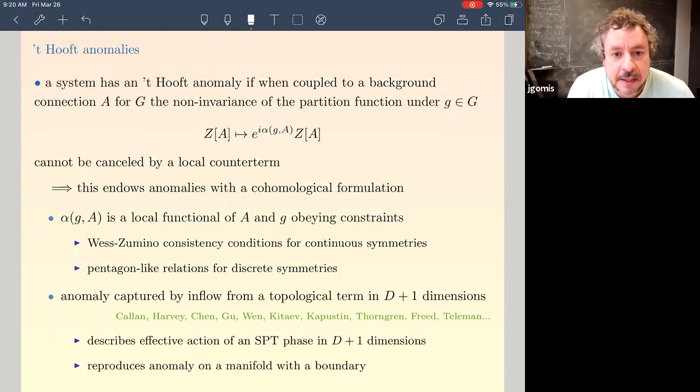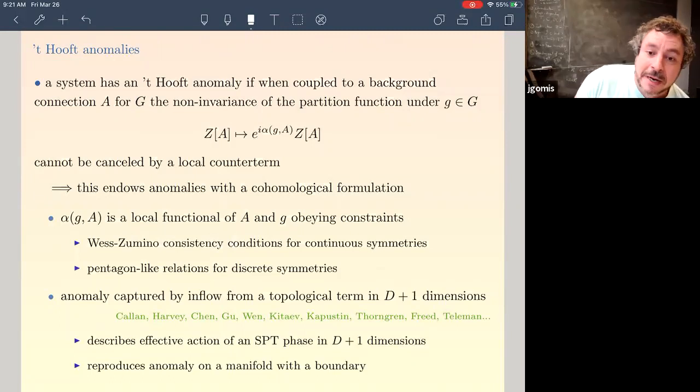So what do we know about these phases? They are not just random phases; they have to satisfy certain physical constraints. The most famous one is for continuous symmetries, which is where I want to start distinguishing between continuous and discrete symmetries. For continuous symmetries, this phase alpha has to satisfy the Wess-Zumino consistency conditions. Essentially, this is a statement that transformations concatenate properly, so the anomaly has to satisfy a certain concatenation rule, some kind of associativity. The analog of this for discrete symmetries is pentagon-like identities.